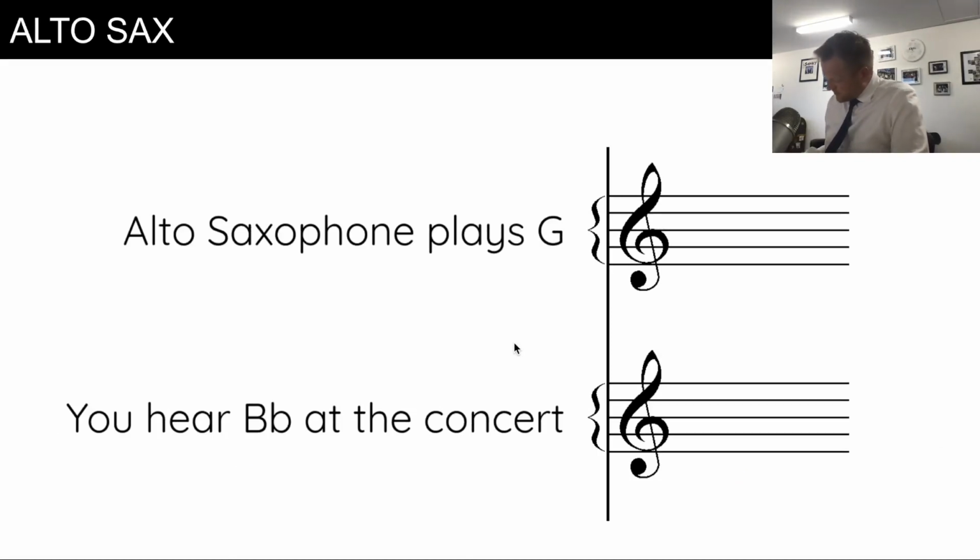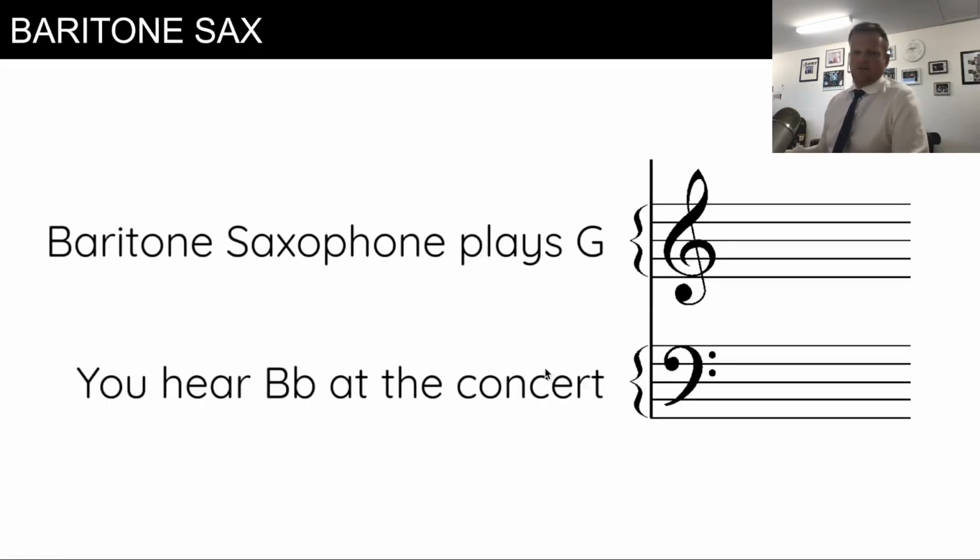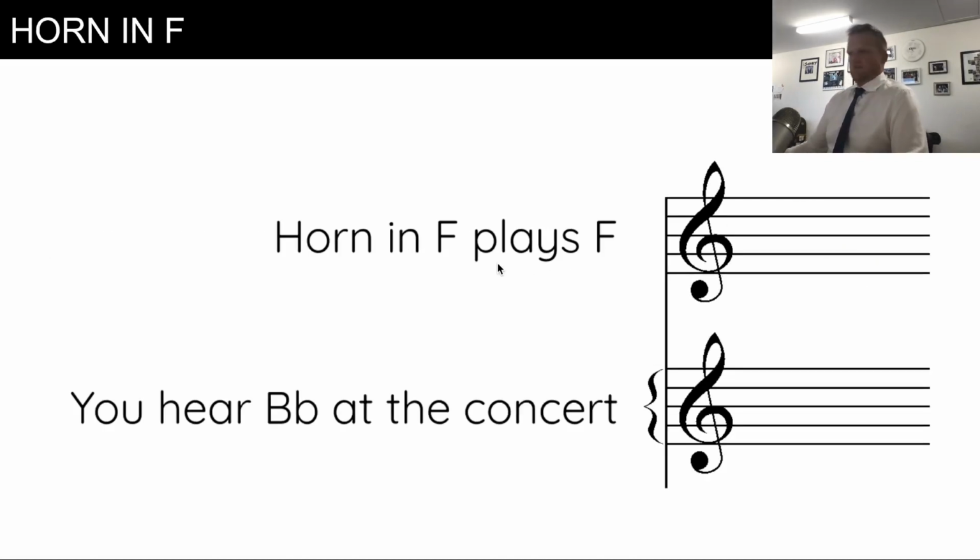Alto saxophone, if they play a G, you're hearing a B flat, like so. Baritone is the same as alto, so if they play a G, you hear a B flat, but again it's a bigger interval. This is a 13th, and the alto sax was only a 6th. Horn in F is easy, because if they play an F, you hear a B flat, kind of telling you what you're going to hear. So it's a nice easy one.